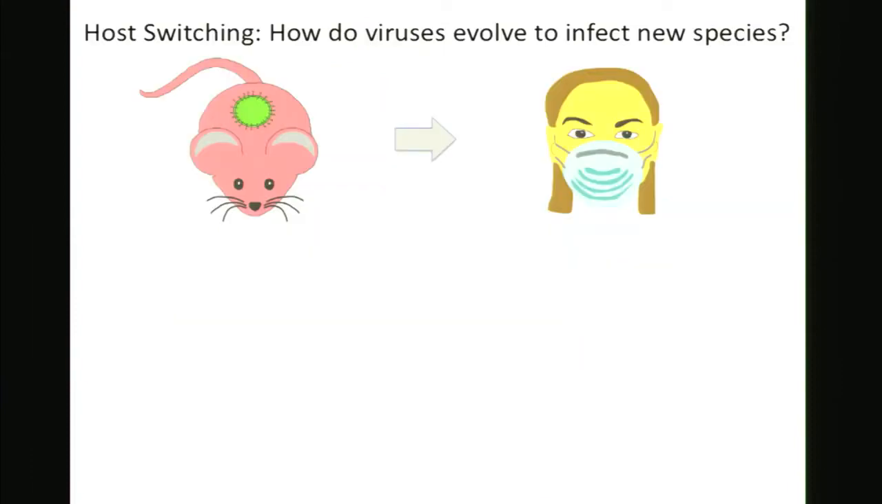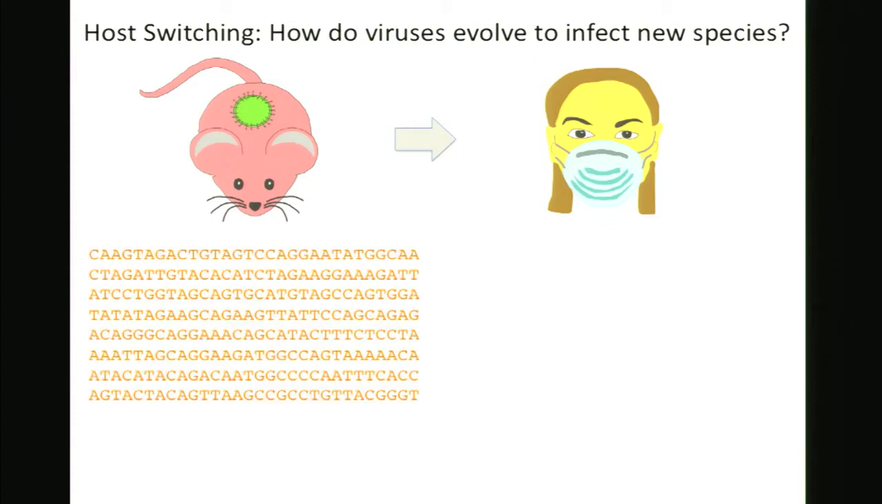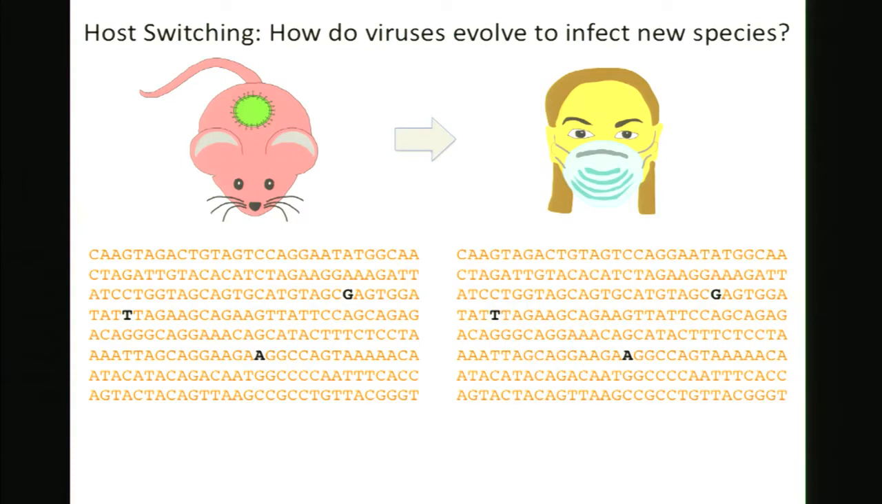So I want to illustrate to you how we believe that this process begins, and I'll do that by showing you a small portion of the genome of this imaginary green rodent virus. As you all know, all genomes, but particularly viral genomes, are constantly experiencing mutation. And we believe that cross-species transmission occurs when a jackpot combination of mutations arise.